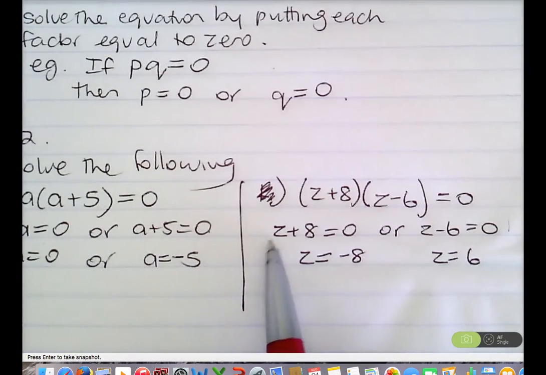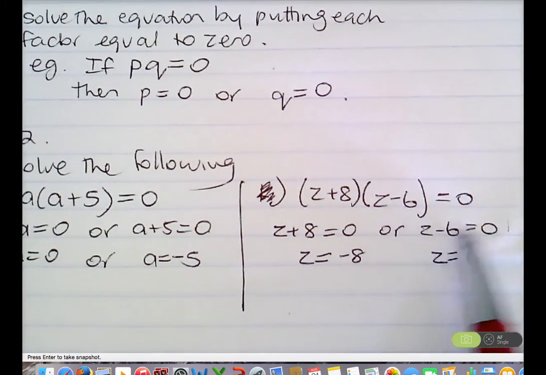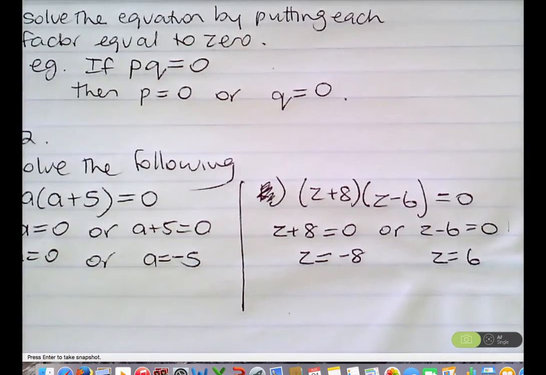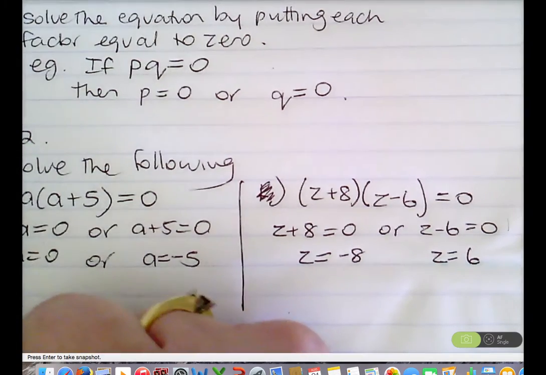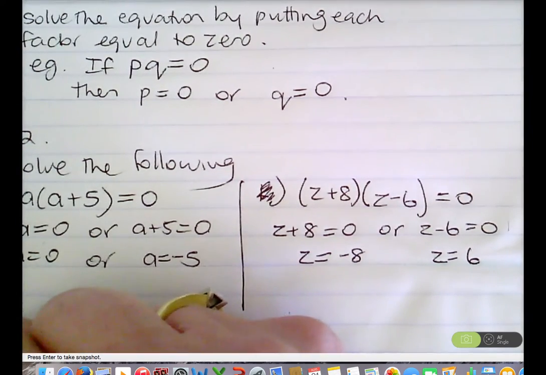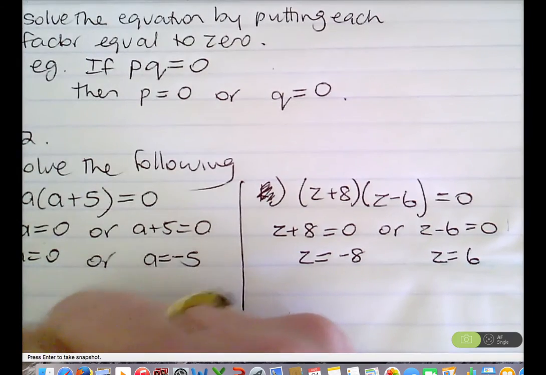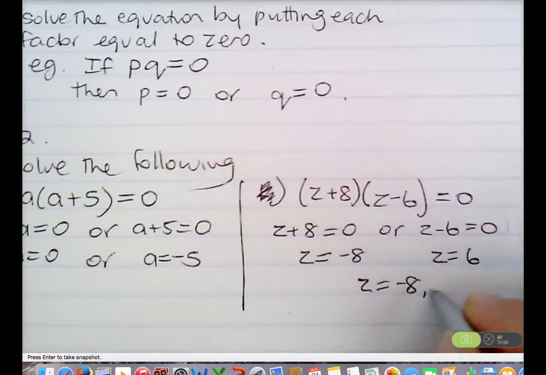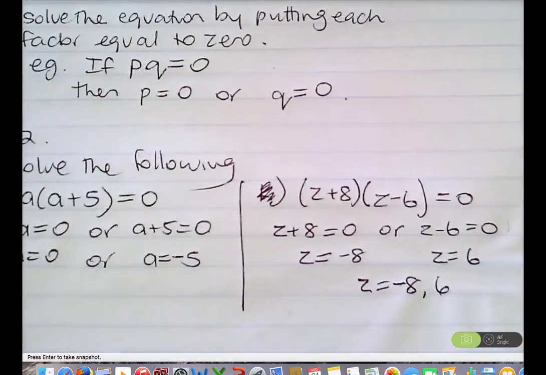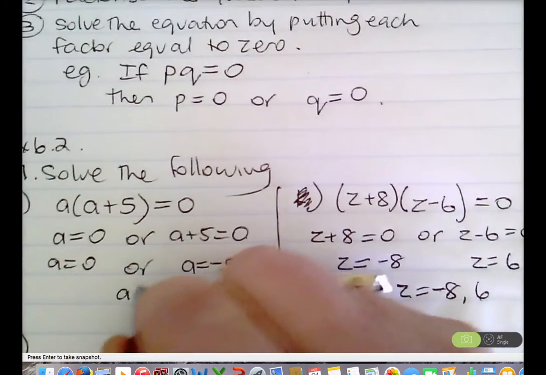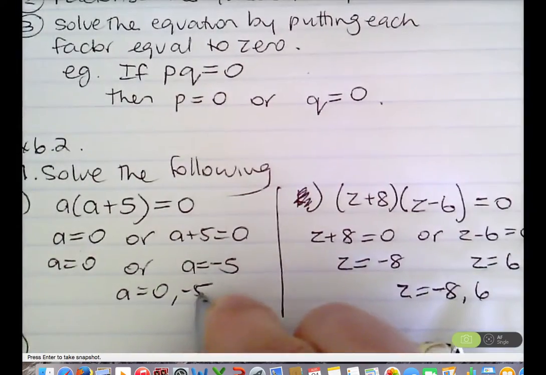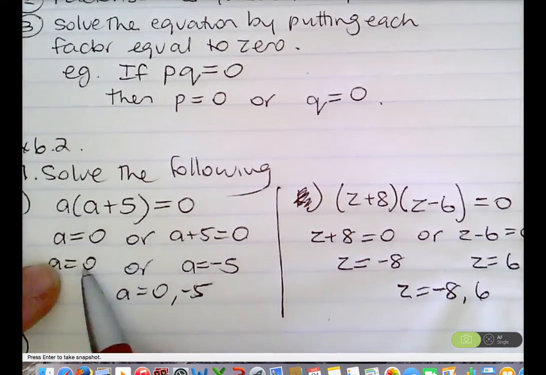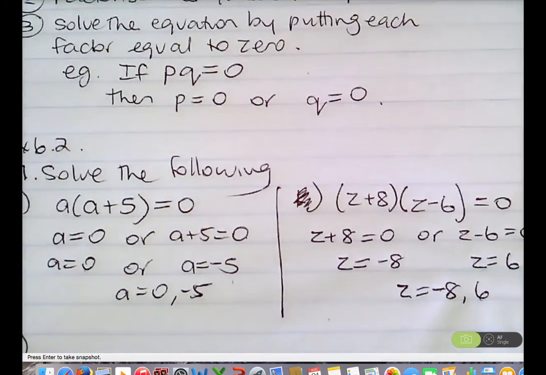So doesn't this make sense? -8 plus 8 is 0. And if z is 6, 6 minus 6 is 0. Okay. I'll do 2 more from this exercise. Z is -8 or 6, so we go z equals -8, comma 6. I can just write it like that. But how come in the other one you have 4? I don't have 4. A is 0 or -5. There's my answer. That is the same. It's just the next line of working.